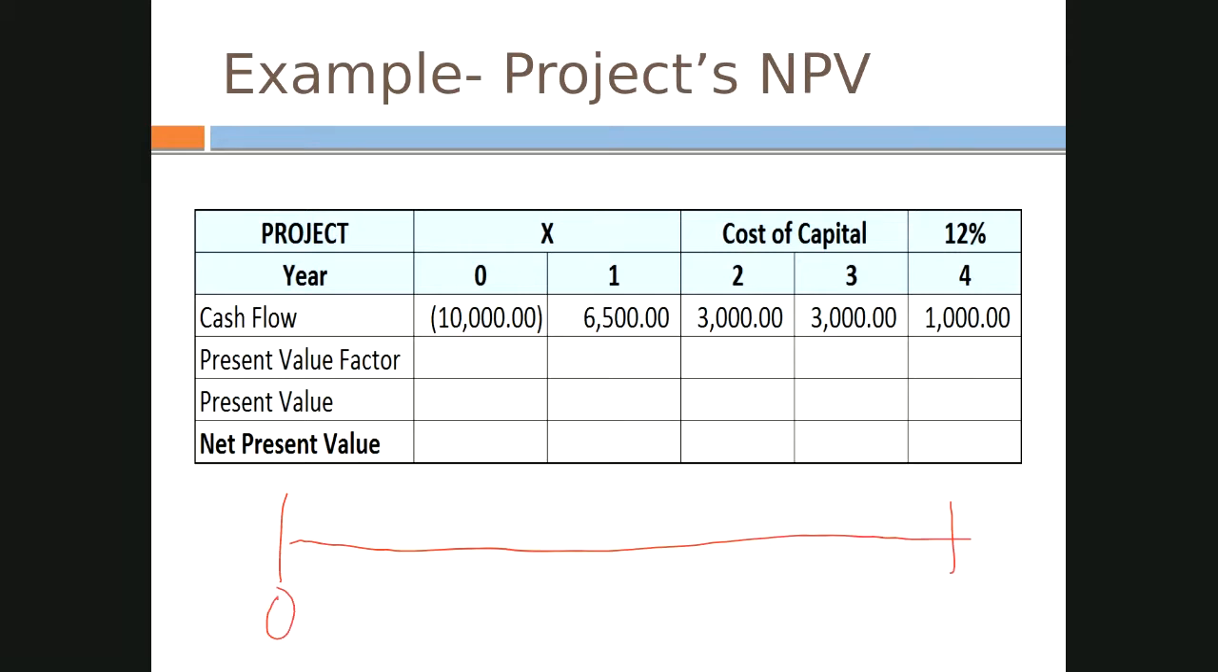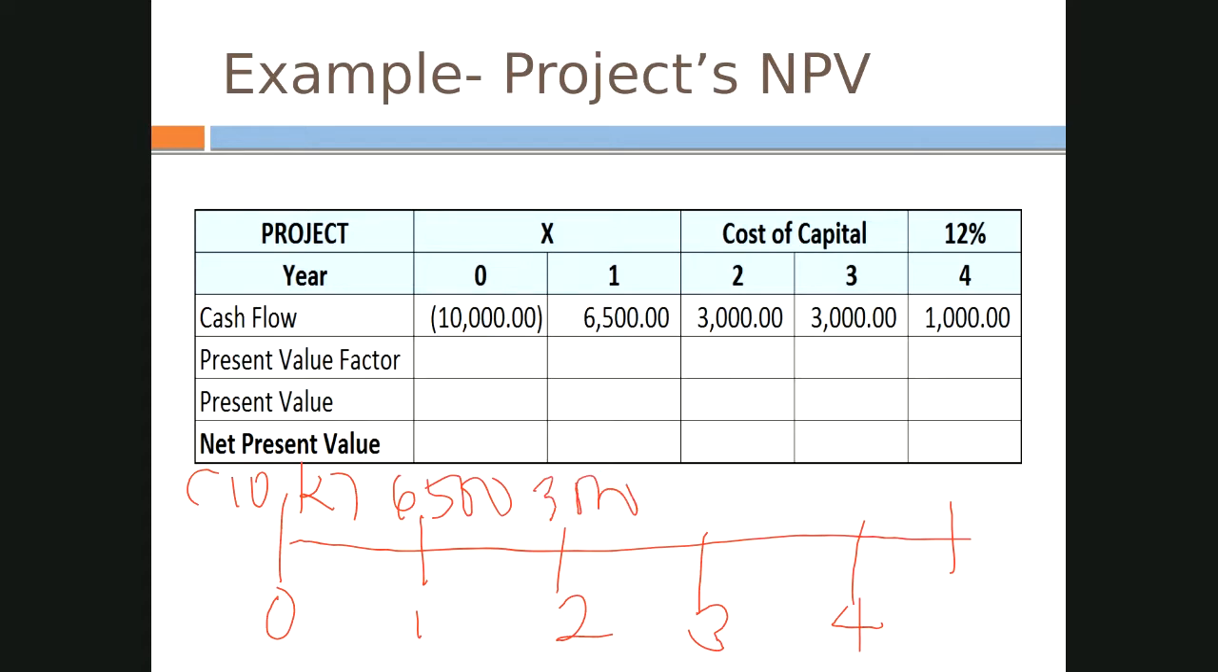Ito yung timeline actually kung sinusulat ko. So, we have year 0, year 1, year 2, year 3, year 4. Ayan. So, nandito yung 10,000. Year 1 is 6,500. Year 2 is 3,000. Year 3, 3,000. And year 4, 1,000. Sorry. So, this is 1,000.